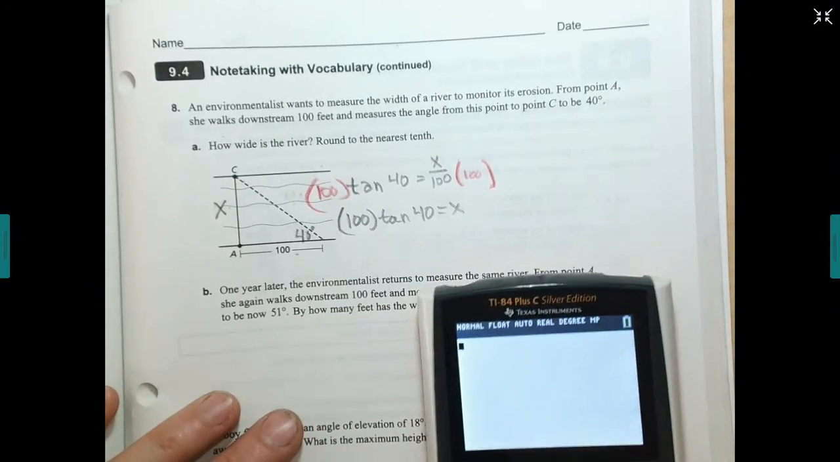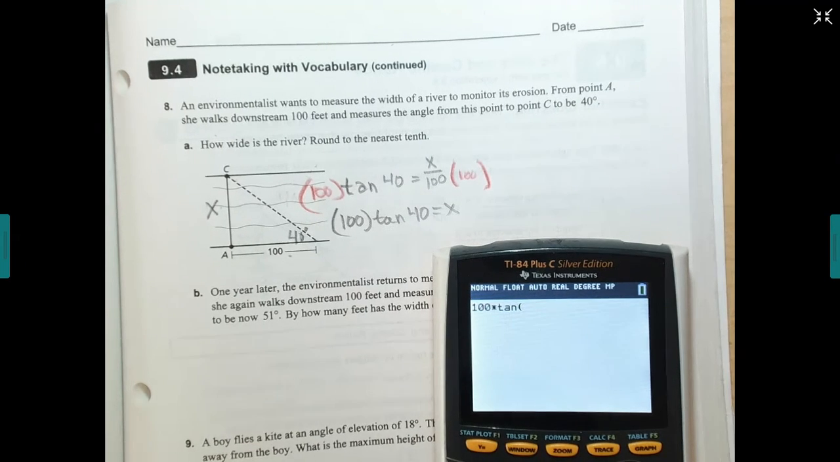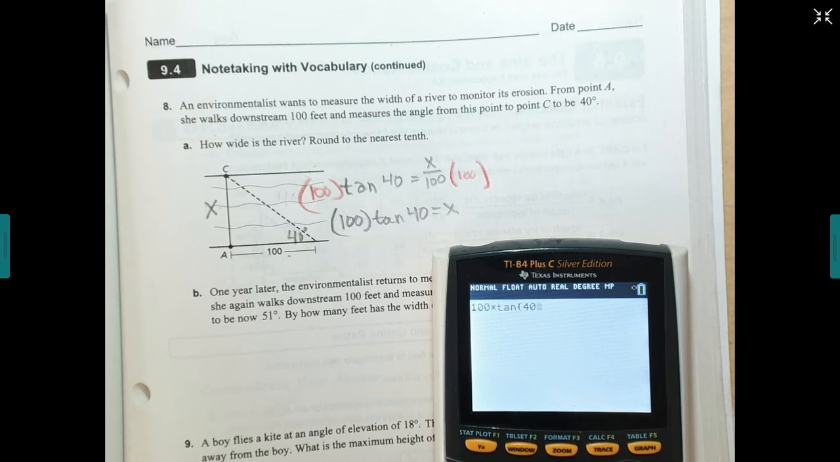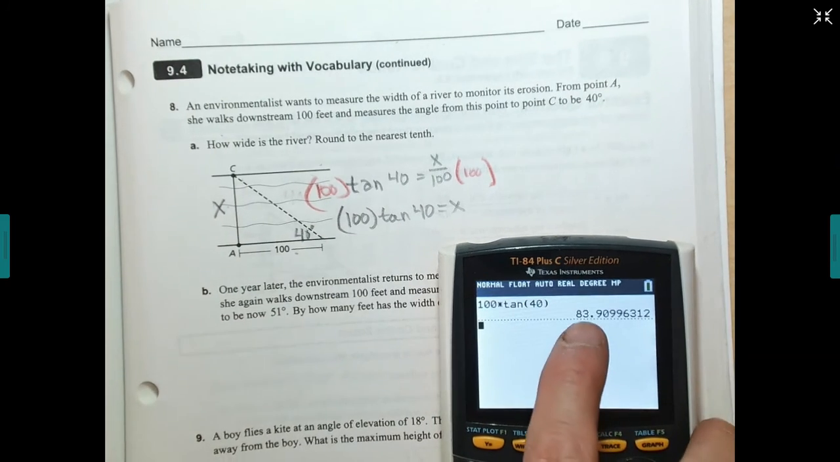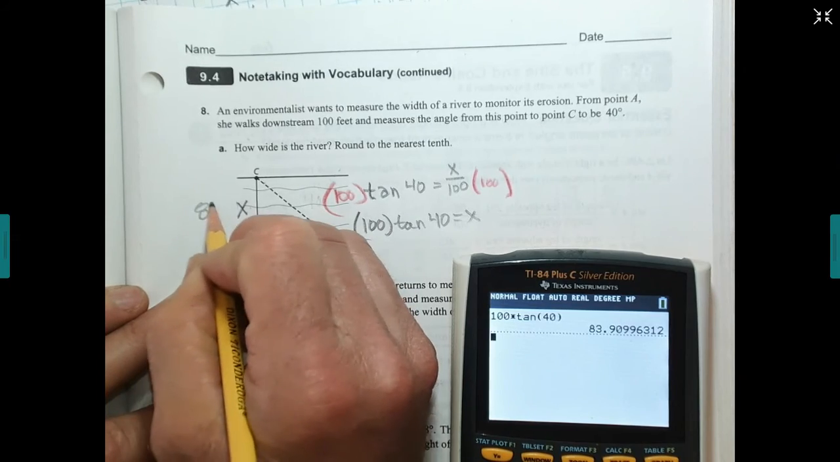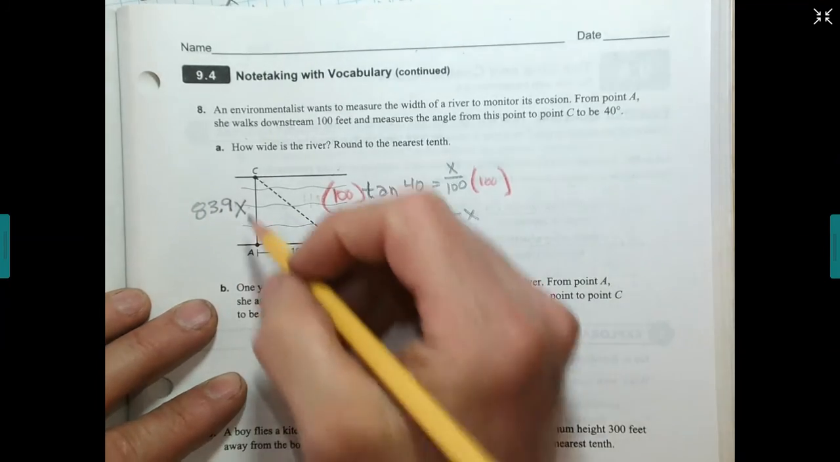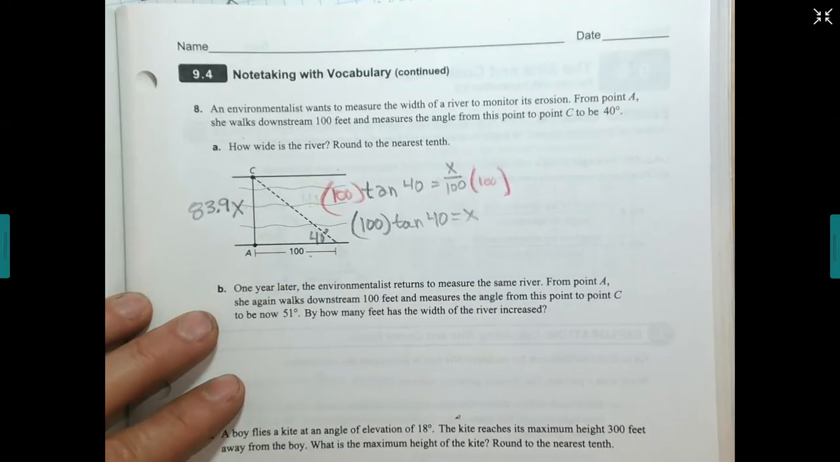So 100 times tangent 40. And we get 83.9. There it is. That's the distance across the river, 83.9.